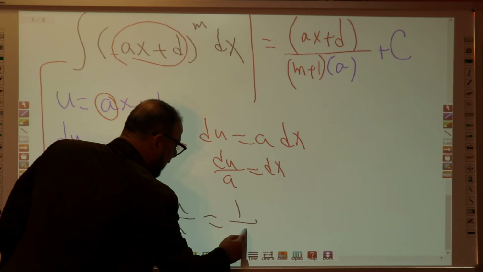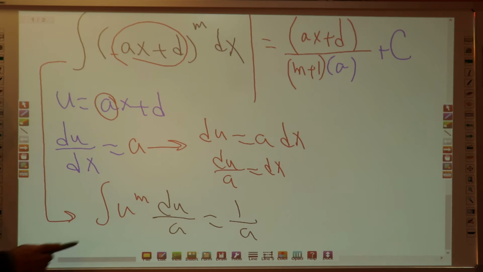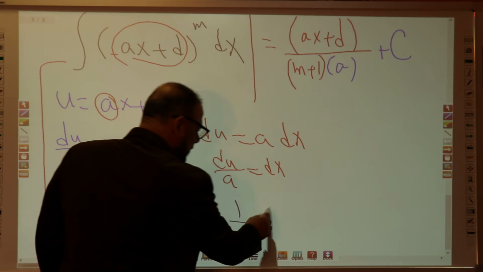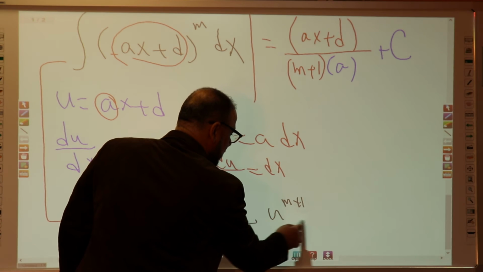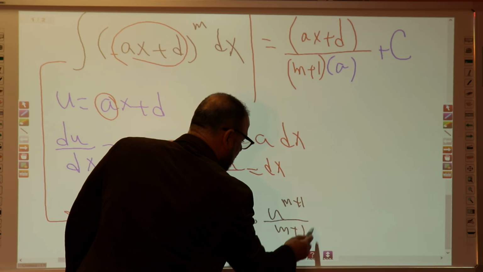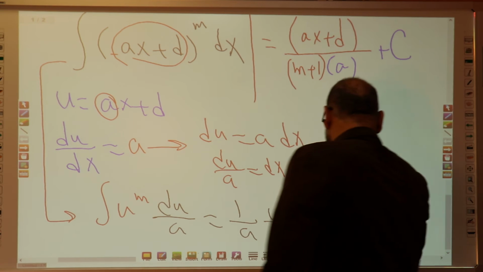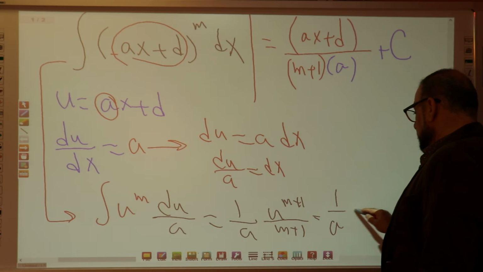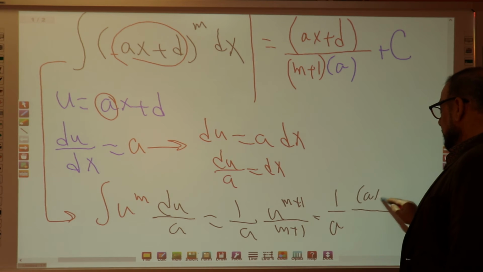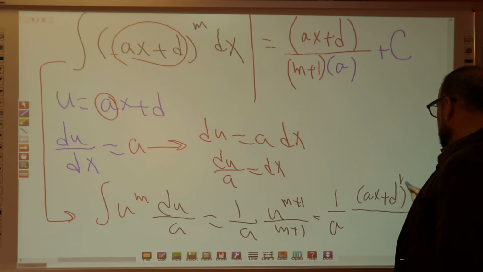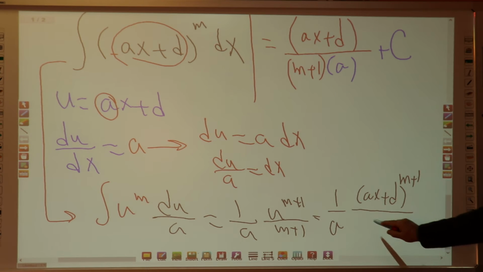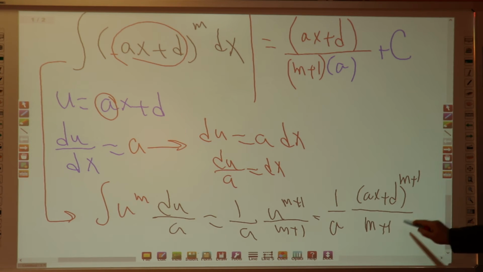Then 1 over a. From where 1 over a? Then u to the m plus 1 over m plus 1. Good job. And bring u back: (ax plus d) to the m plus 1 over m plus 1, which is what we need, right? Plus C.